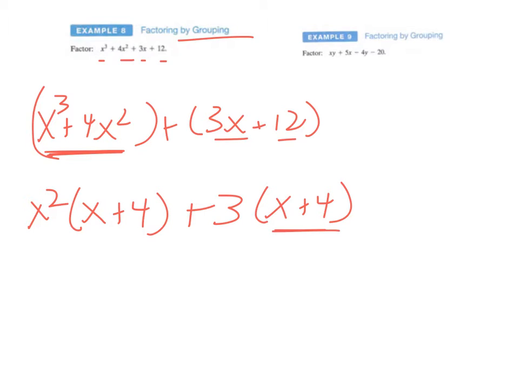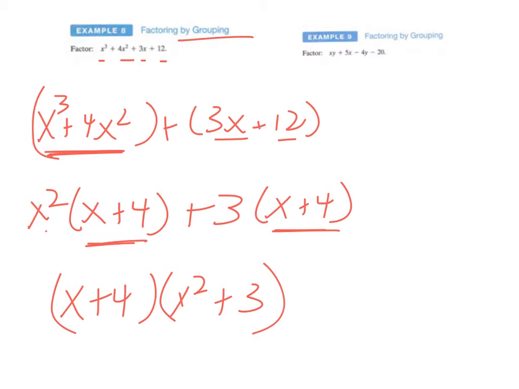What's in the parentheses now is the same method we just got done doing. It's common, so that becomes my factor. And then what's left over, x squared plus 3, is my other factor. And there's the answer using the grouping method. Now let's do this again.